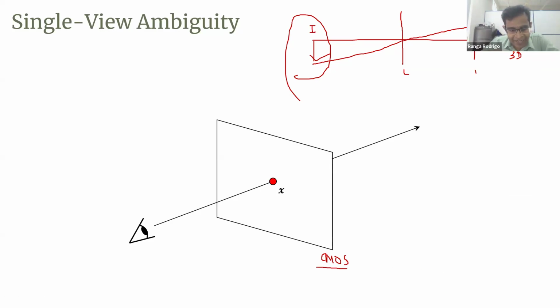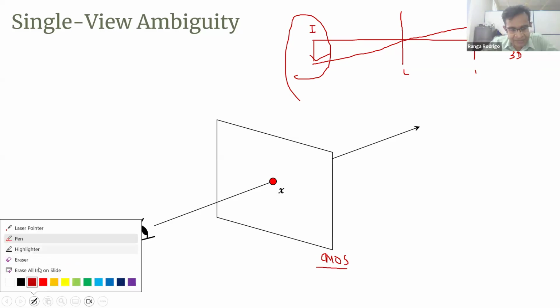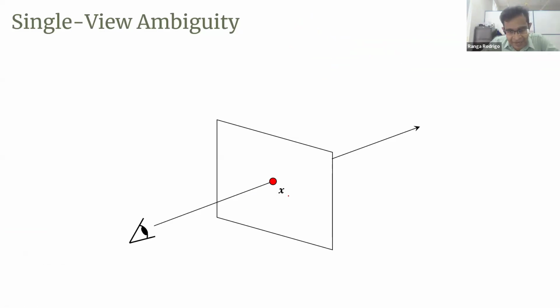But the question is not that. The question is, in the film, image x is given. Small x is an image. This is a light ray that goes through this small x and connects with the camera center. This is the camera center. Where can the 3D location be? There is a 3D location that gave rise to this image small x. Where is the 3D location?